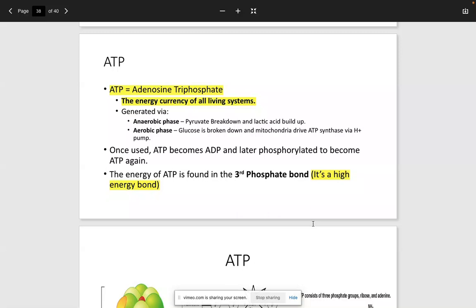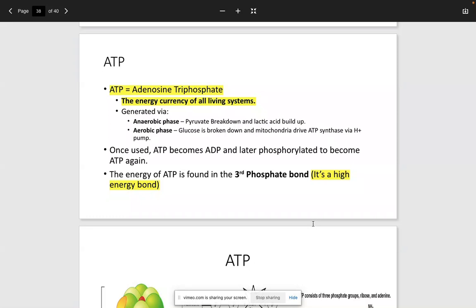There's a whole process that we can discuss in biochemistry that breaks this down. Aerobic phase: glucose is broken down, and mitochondria drive ATP synthase via hydrogen pump. So this is your electron transport chain and your citric acid cycle, or your Krebs cycle, whichever you're familiar with. Once used, ATP becomes ADP. It makes sense because we generate all of this energy through the breaking of this third phosphate bond.